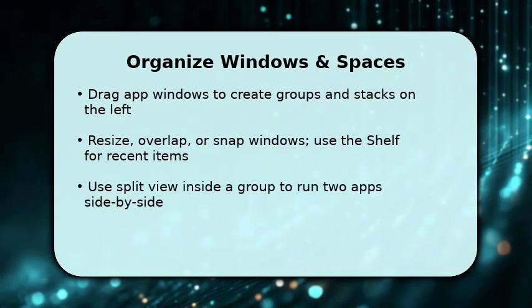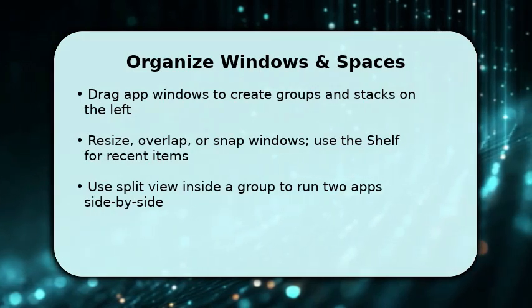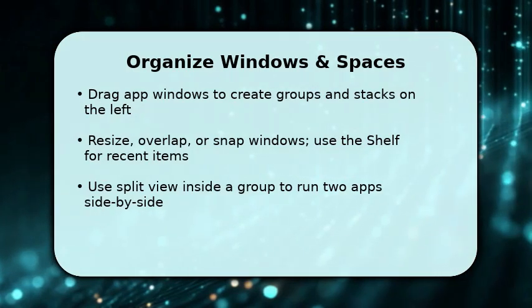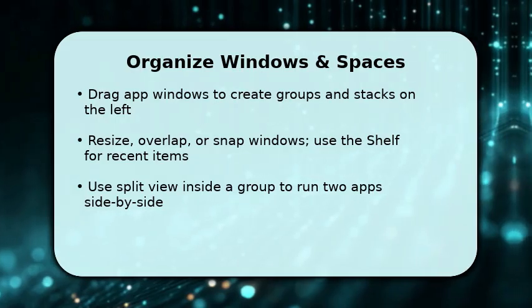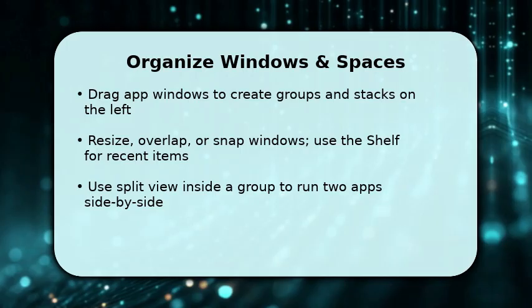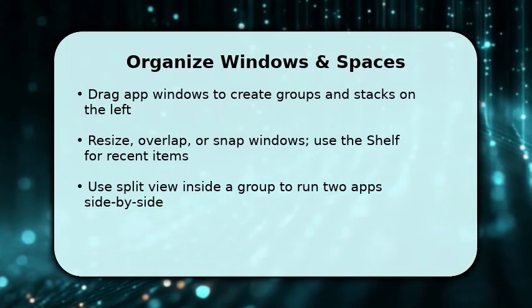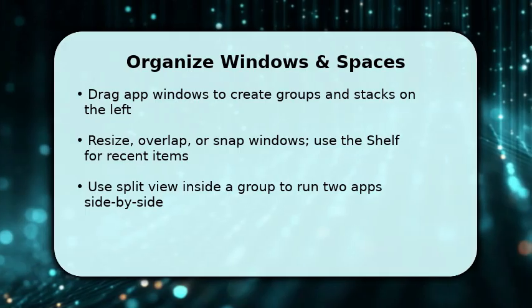Next, arrange your workspace by dragging apps into groups on the left column. This forms discrete spaces you can switch between. Resize windows by grabbing edges, stack overlapping apps for quick layering, and snap windows to grid positions for precision.